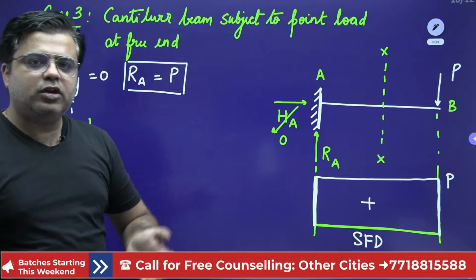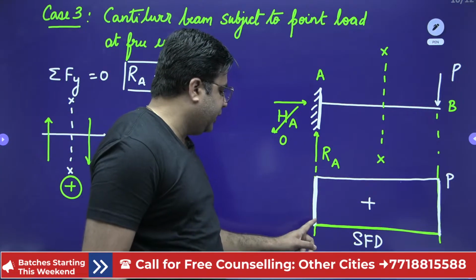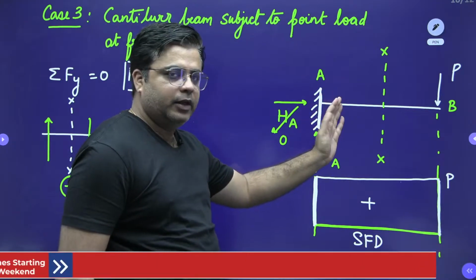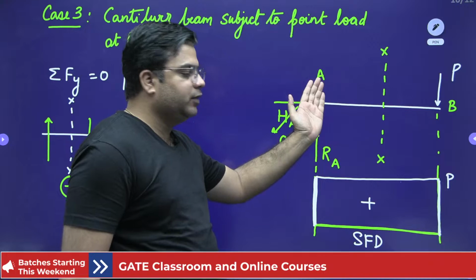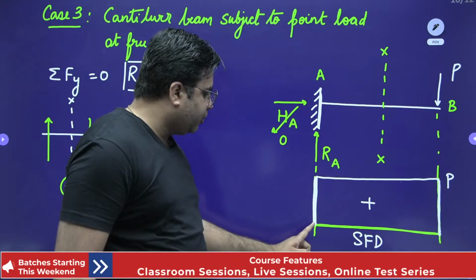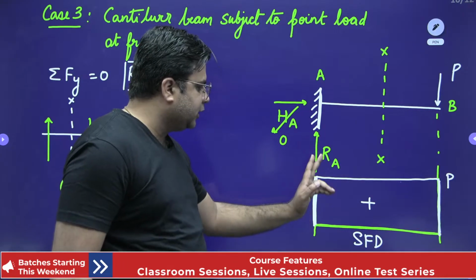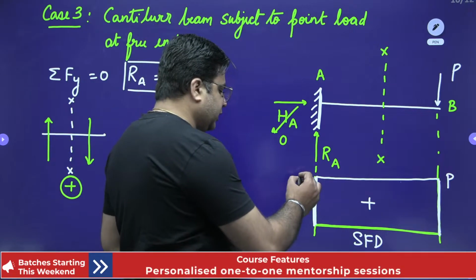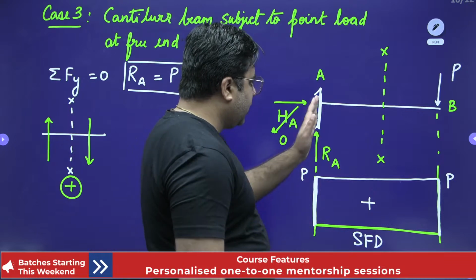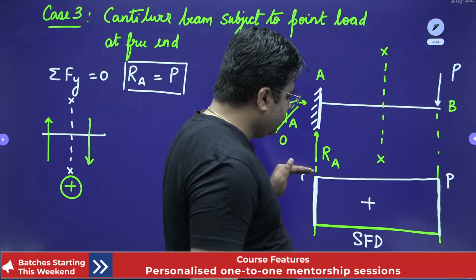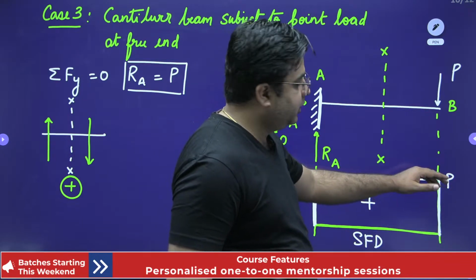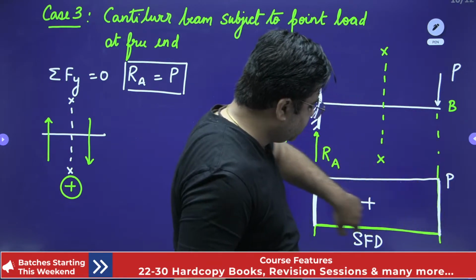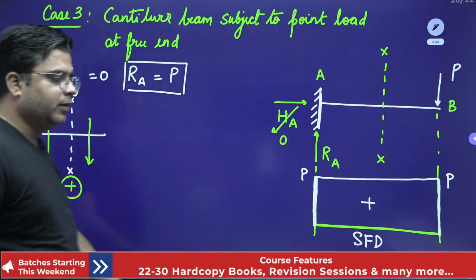You can also draw the shear force diagram by standing at point A. Standing at point A and looking into the left of this section, there is an upward reaction force RA. So you move up by the amount of RA, and this RA is equal to P. Then from A to point B, there is no load, so the shear force diagram will be constant. Then at point B, you have to move down by the amount of P. So this closes the shear force diagram, okay.